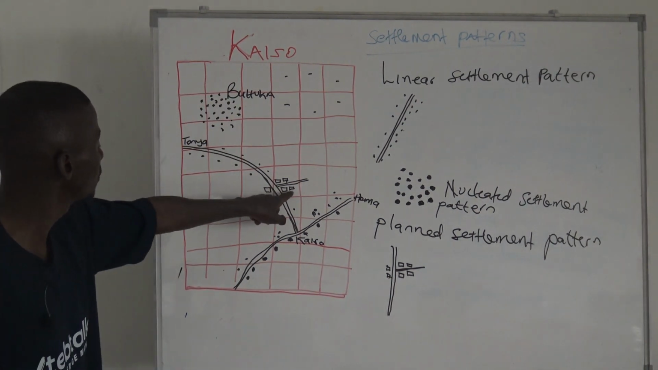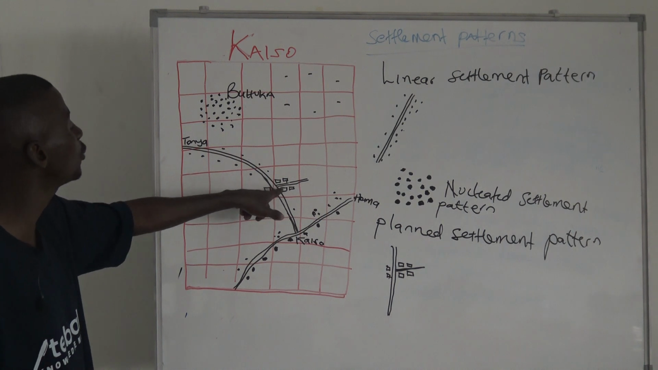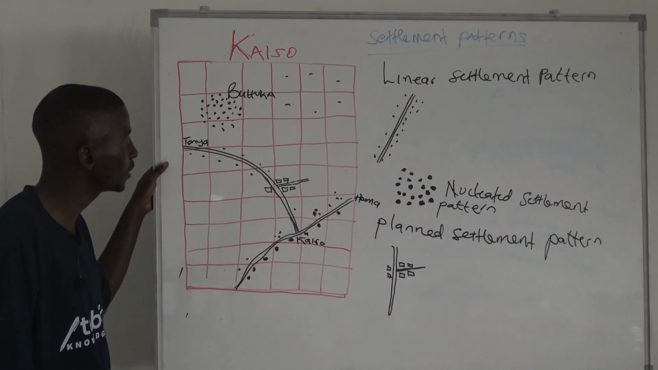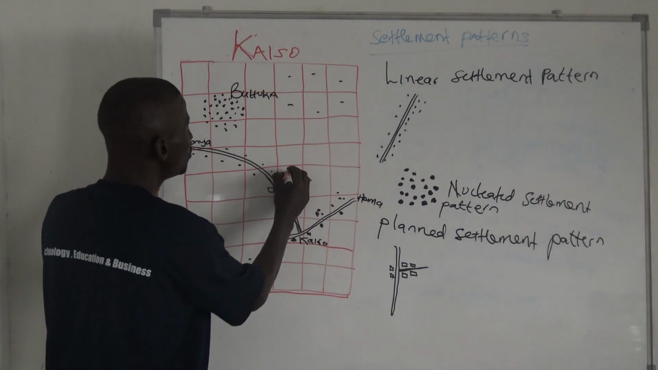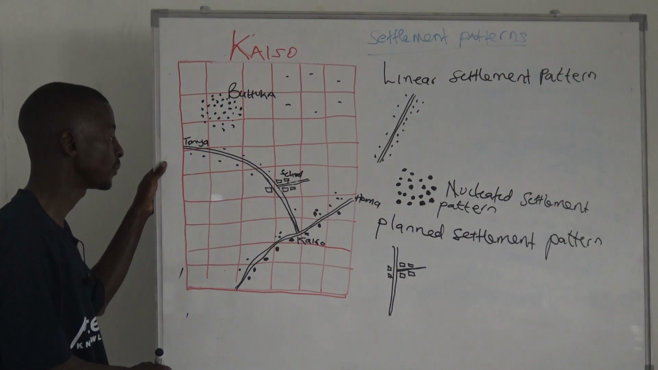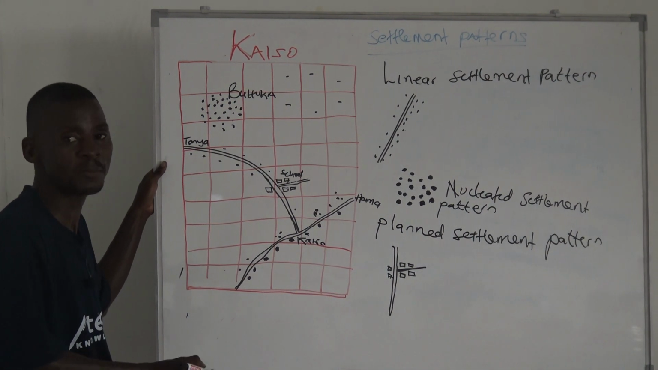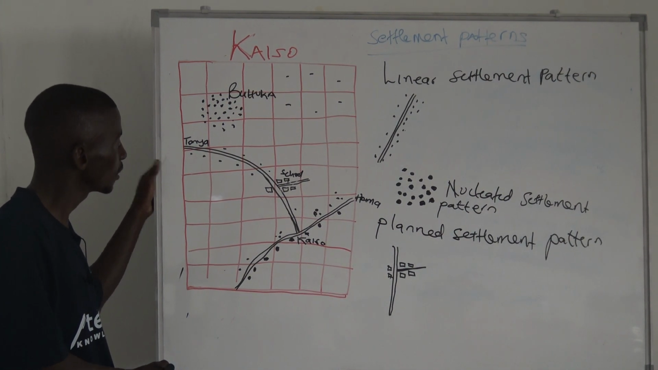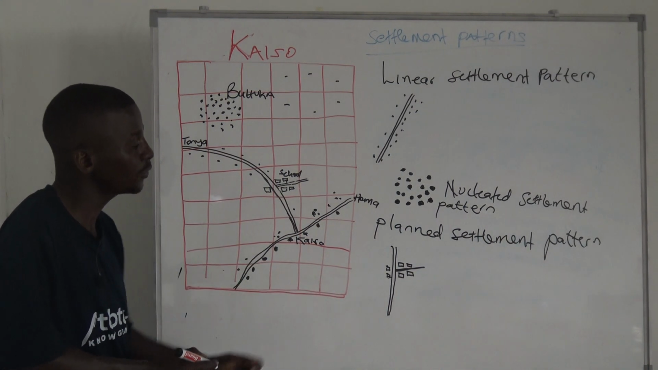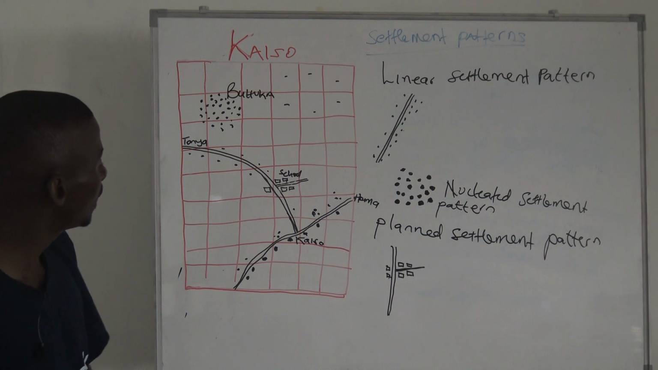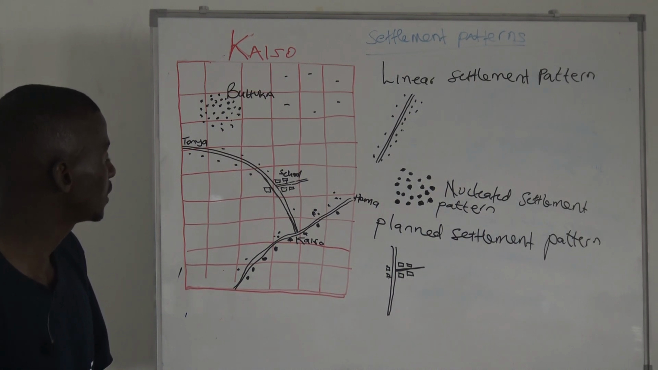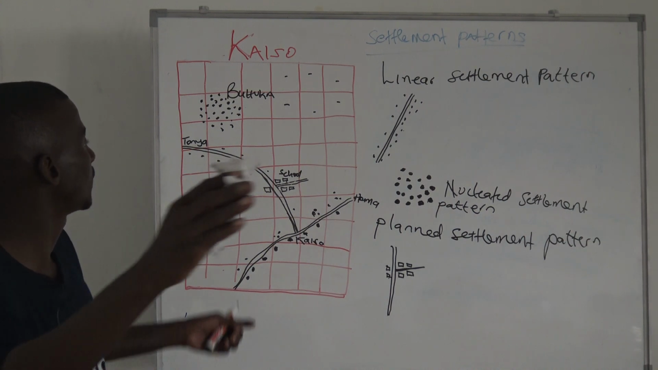For instance, when you look at this trading center and this road junction, around that road junction it could be representing a school. There could be a school there. There could be a hospital or any other project, but with this settlement pattern, you will call it a planned settlement pattern.